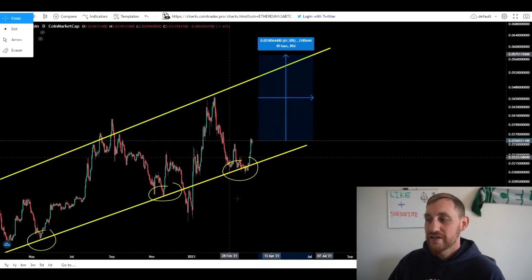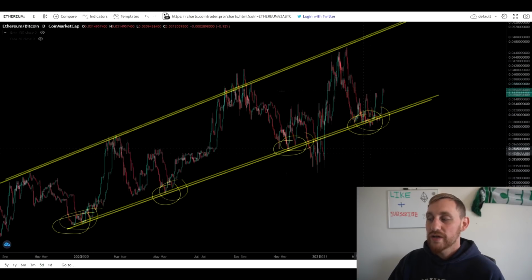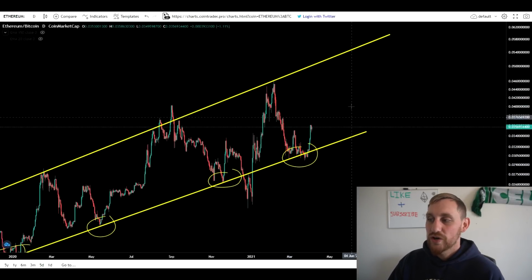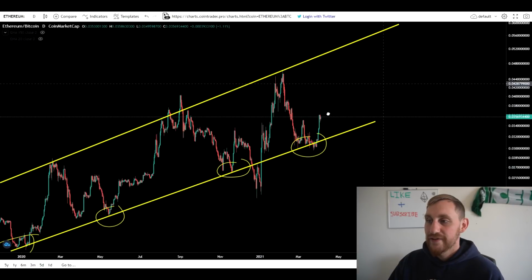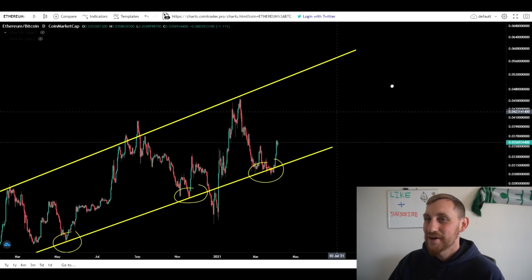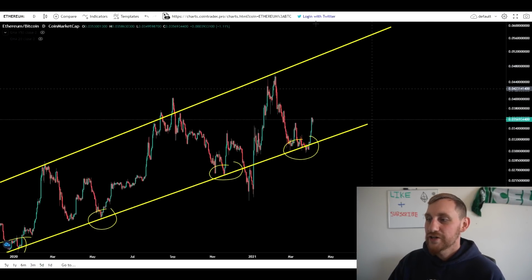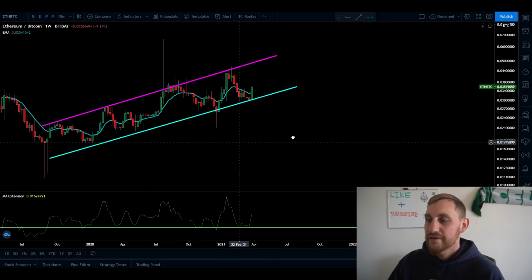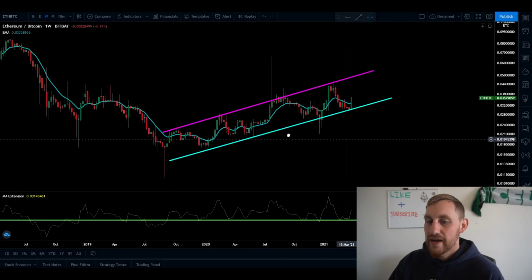I mean, a chart's a chart until it doesn't work. So we'll keep looking at this as long as it continues to work. Obviously, someday it might fail, but it hasn't failed us yet. So that's the Ethereum Bitcoin ratio. Super interesting there. Another thing on the Ethereum Bitcoin ratio, I did have our MA extension tool.